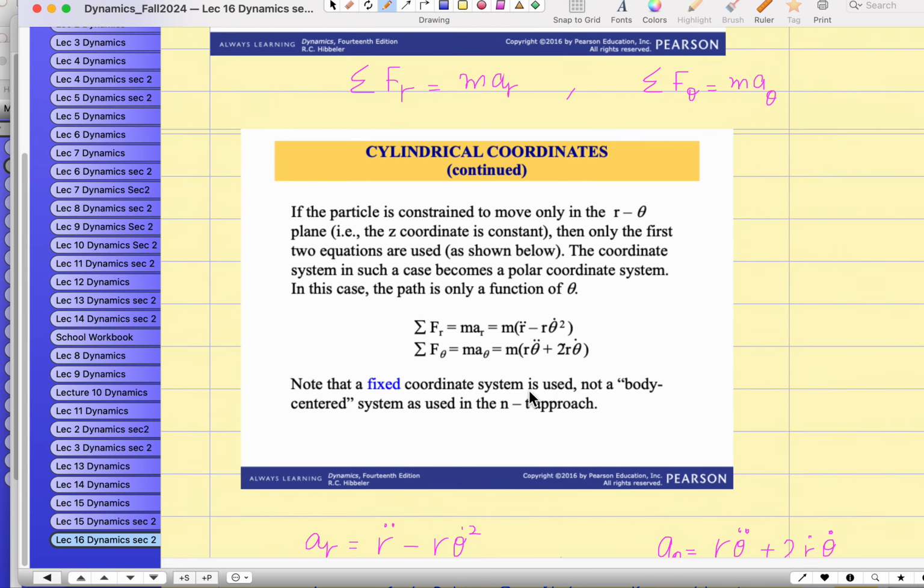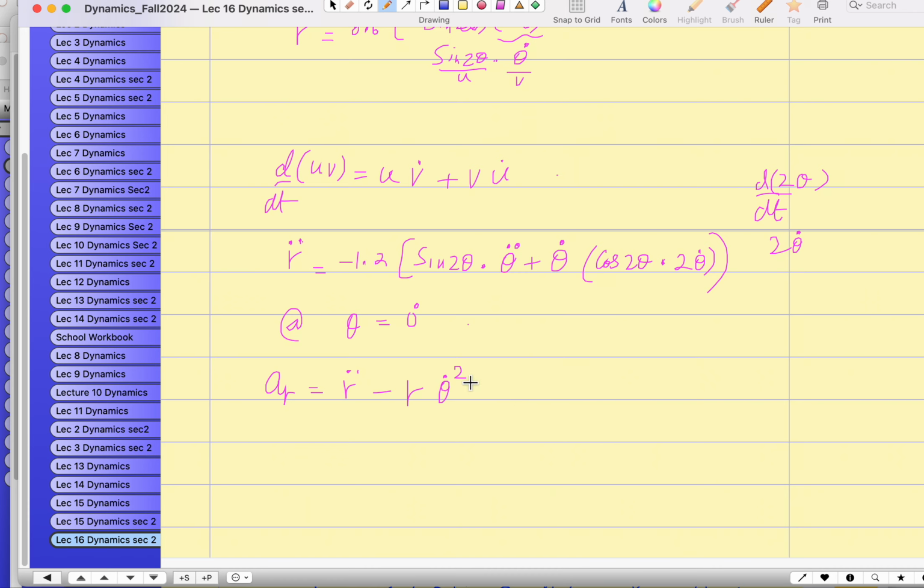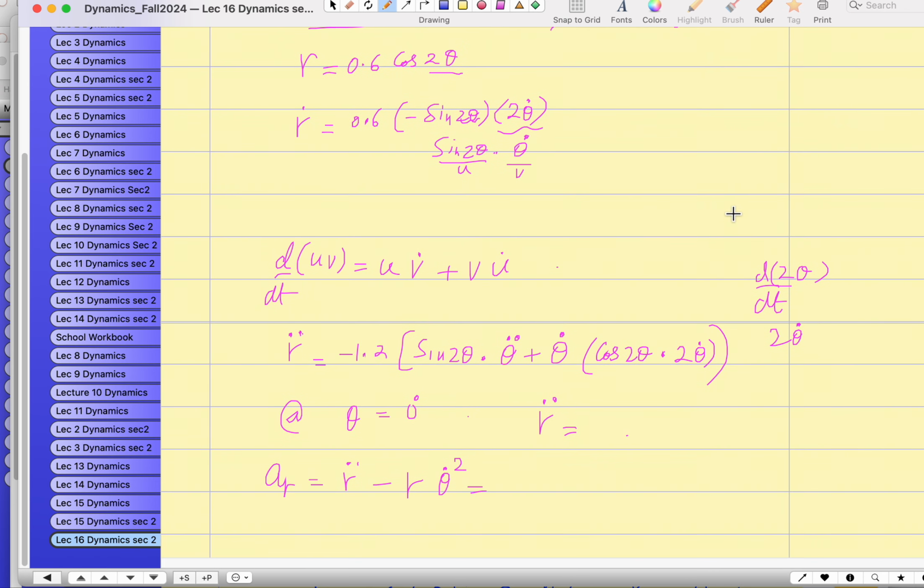Do we have theta dot? We have theta dot as negative 3. So let's open your calculators. Can you find out R double dot and R dot at an angle 0 degree? So let's do this over here. Negative 1.2 sine 0, it would be 0, correct? Theta dot is negative. Sine 0 is 0. Agreed? And what is R double dot?